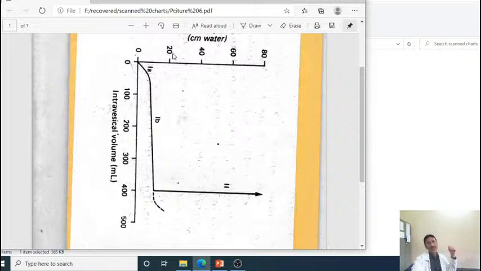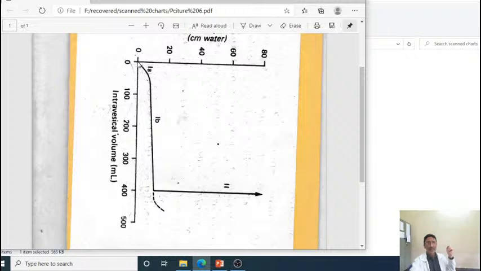This cystometrogram is a record. On one axis you have the volume of the bladder, and on the other you have the pressure within the bladder. Now see this diagram. Let us understand this diagram, then I will briefly explain to you. This is the pressure within the bladder. This is the volume of urine present in the urinary bladder.